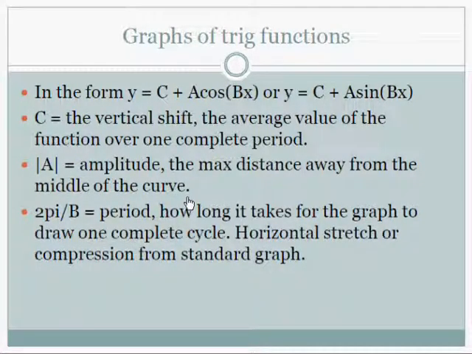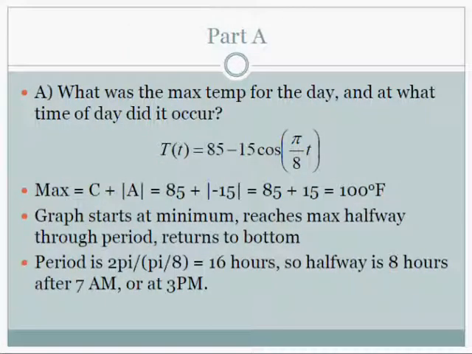So these are some basic information that I hope students were able to read off from the equation and use to help answer their questions. For part A, what was the maximum temperature? Like I mentioned, we can relate that in terms of our vertical shift c and our amplitude, the absolute value of a. We have the absolute value of negative 15, which is positive 15, plus our 85. So our maximum temperature for the day is 85 plus 15, or 100 degrees Fahrenheit.